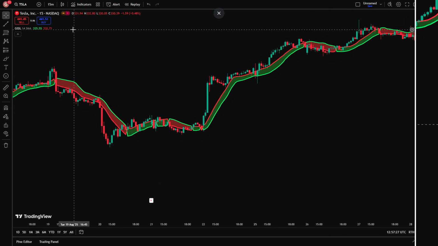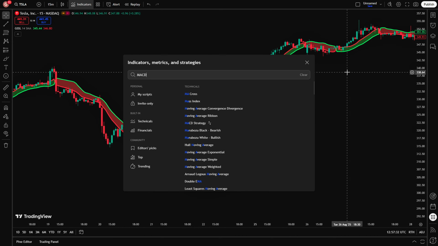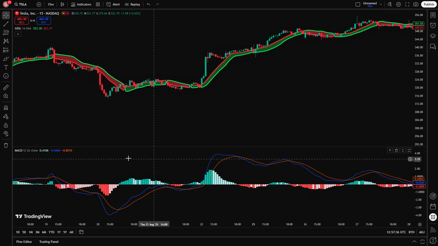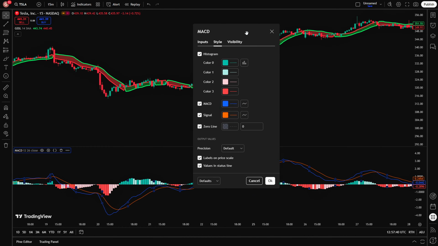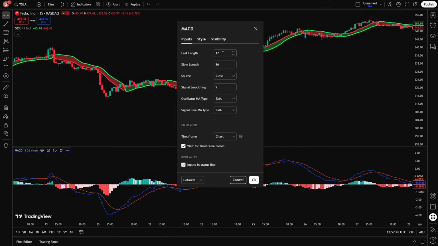Here's how to set it up. Once again, click on Indicators at the top of your TradingView screen. Type MACD in the search box and add it to your chart. Now we'll make a few adjustments to fine-tune it. Open the Settings panel. Under the Input tab, update the values as follows.